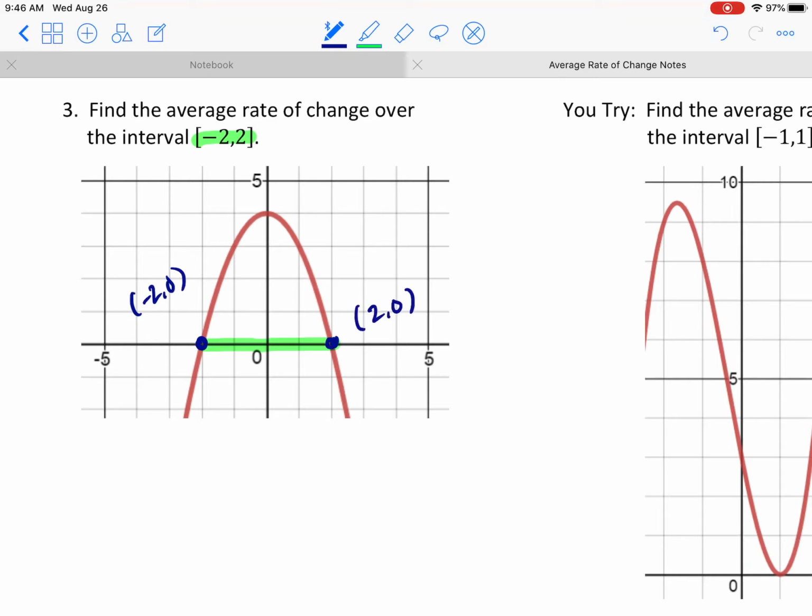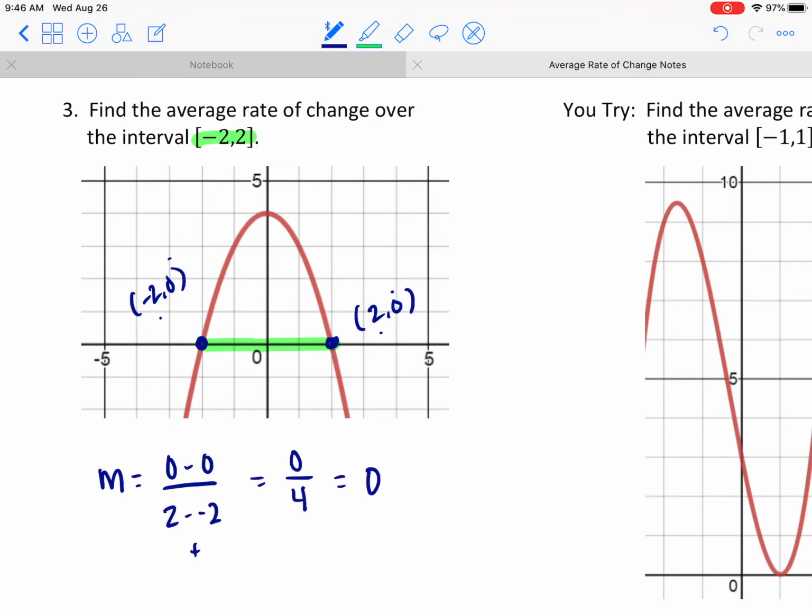And the slope, hopefully we can see what's going to happen. If you calculate y2 minus y1, 0 minus 0, and then x2 minus x1, 2 minus a -2, we end up with 0 over, that's a plus, so 4. That's a slope of 0. And that should make sense.